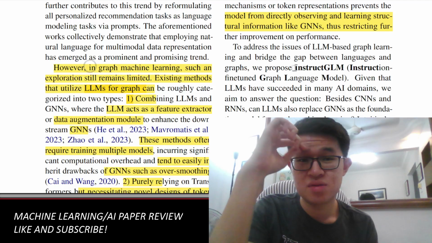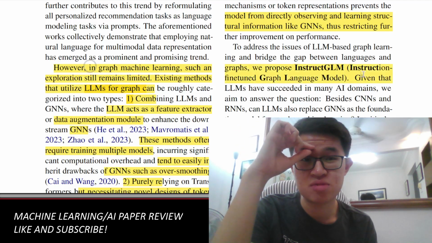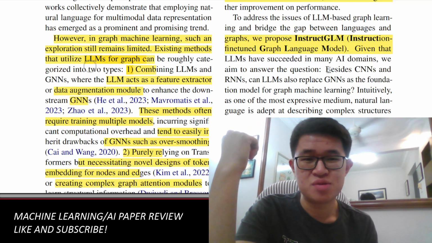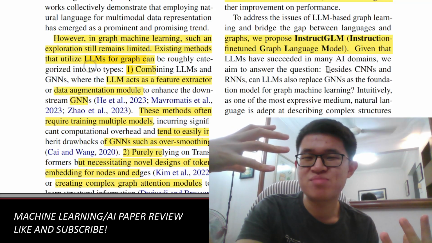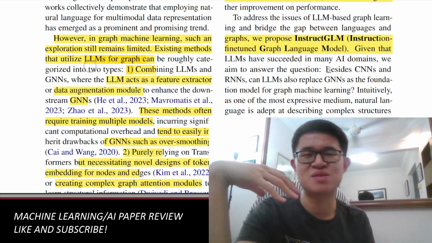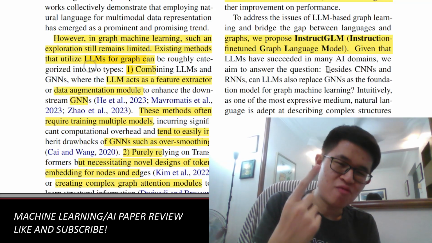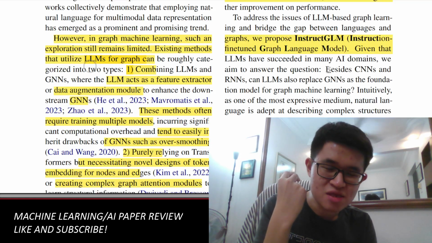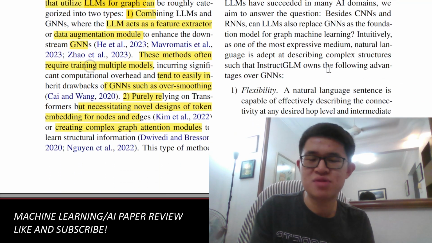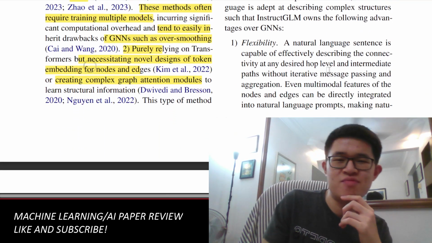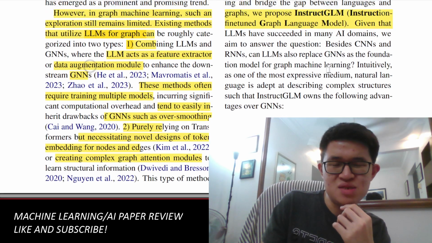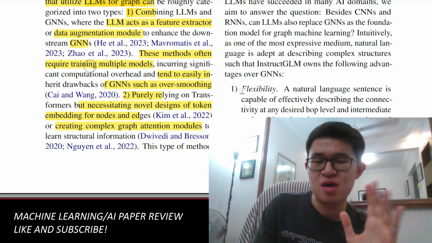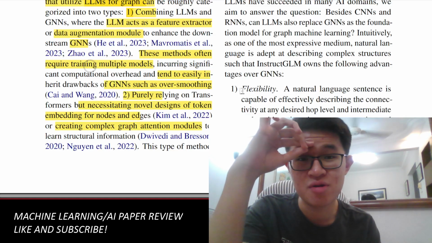So, in this work, they propose InstructGLM. And the question is, right, can LLMs replace GNNs like it did with convolutional neural networks and recurrent neural networks? Can it defeat GNNs, right? Obviously, the answer is yes from the paper, but let us see what they have to say about the advantages of using their approach in general.